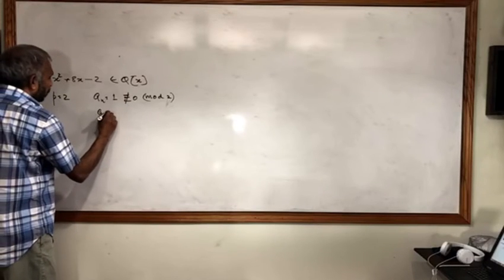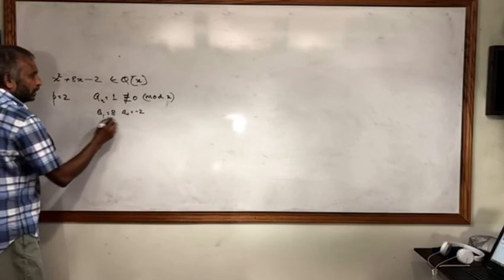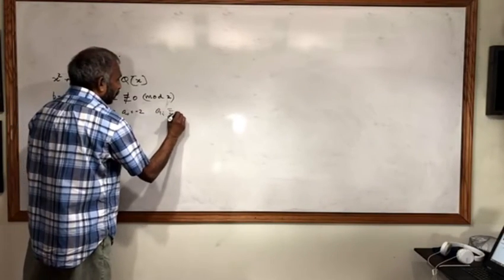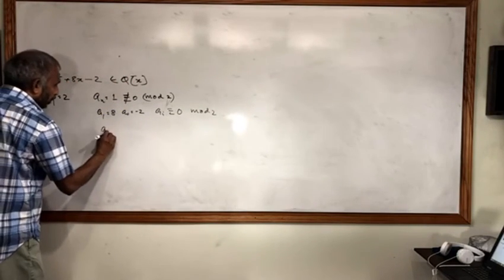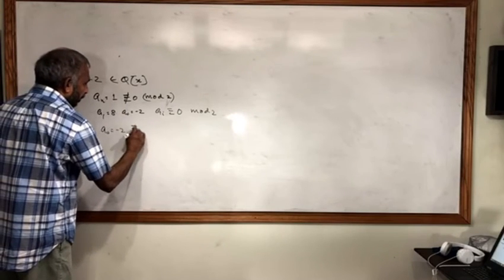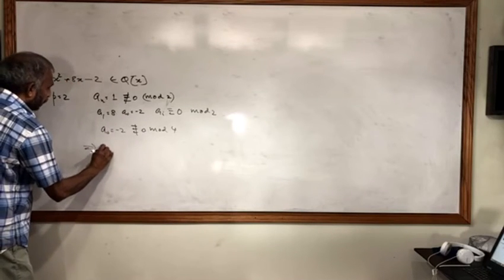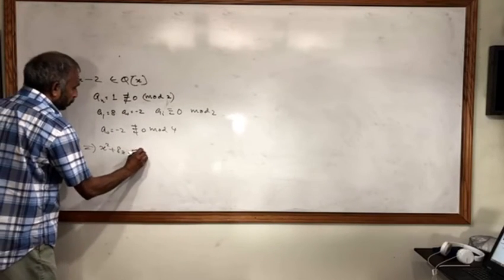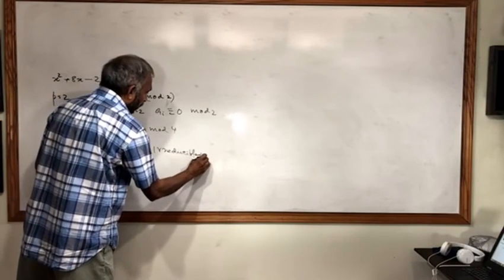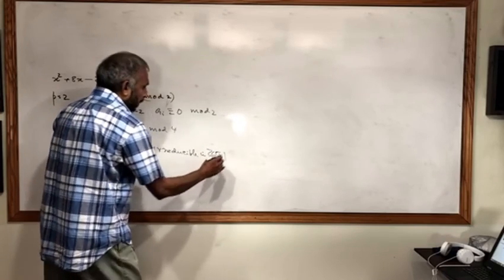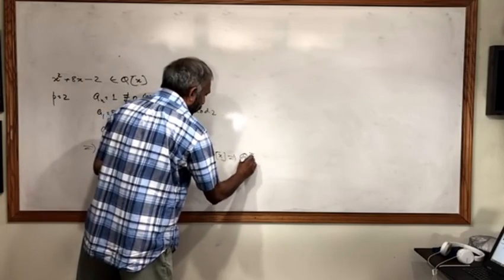So a1 is equal to 8 and a0 is equal to minus 2. So these are all ai equal to 0 mod 2. a0 is equal to minus 2 and that is different from 0 mod p square, and that implies x square plus 8x minus 2 is irreducible in Z of x, and that implies it is irreducible in Q of x.